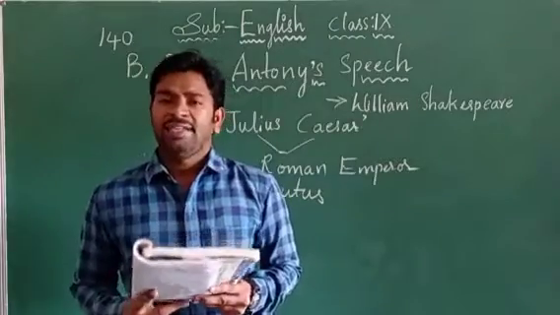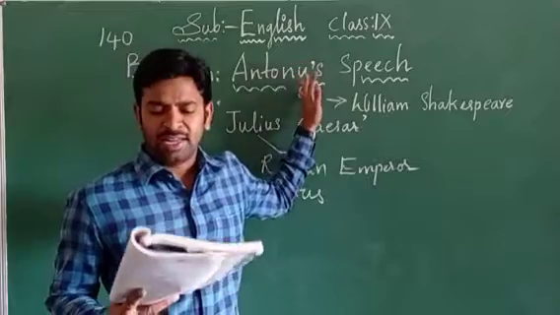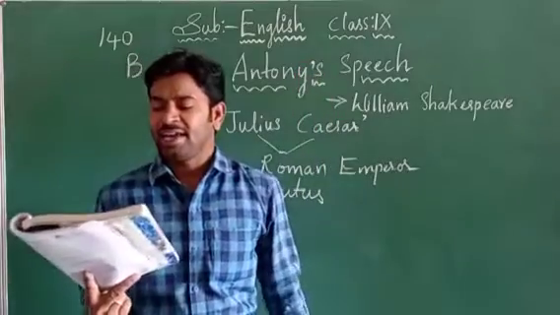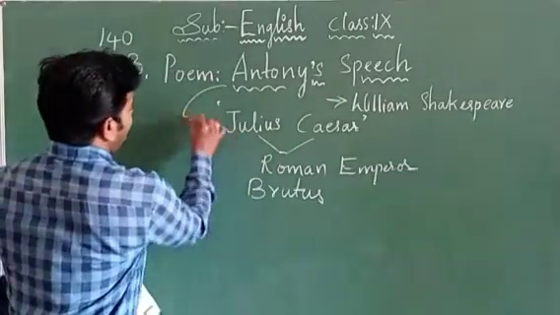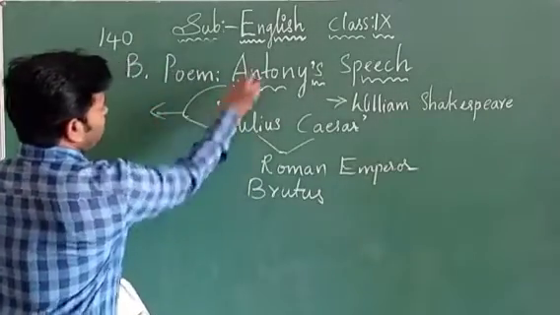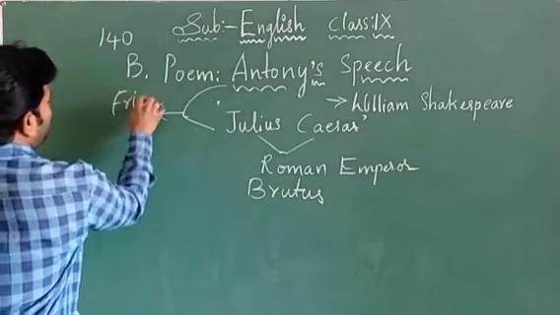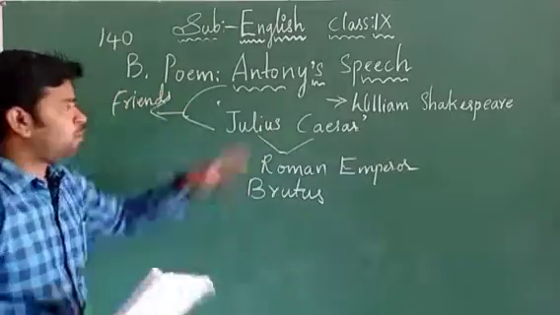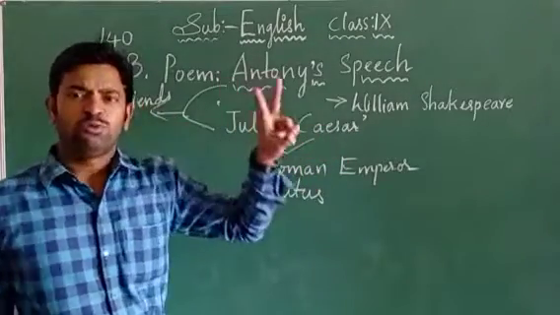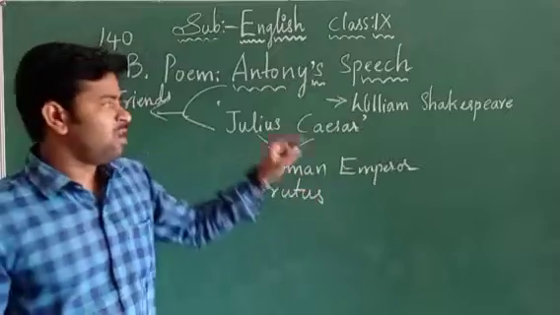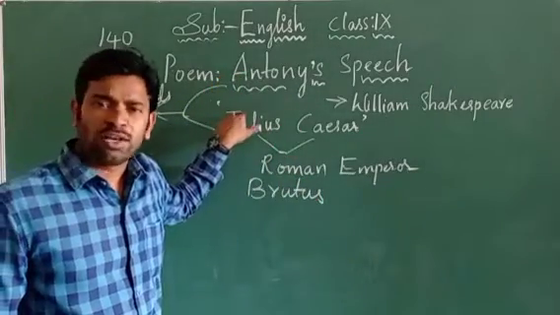Now Antony, the main person who has given the speech. Who is this Antony? Antony, a great friend of Julius Caesar. What is the relation between Antony and Julius here? Friendship. Both of them are friends, children. Both of them are best friends. When two persons maintain a good friendship, if one of them has died, the other friend bothers more and more.